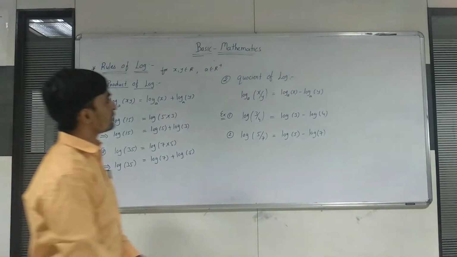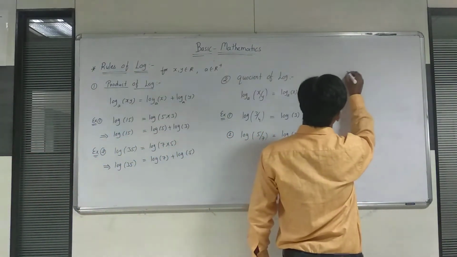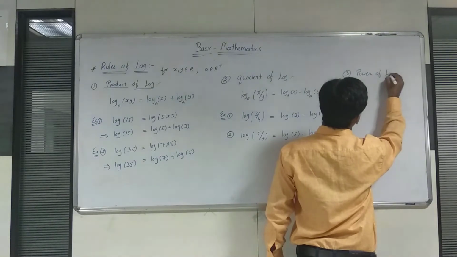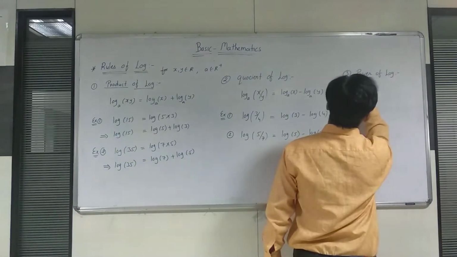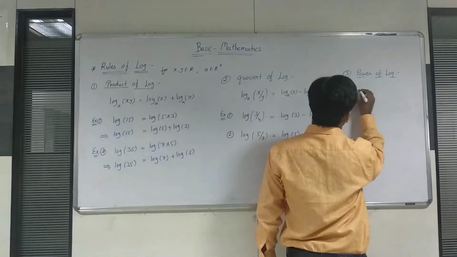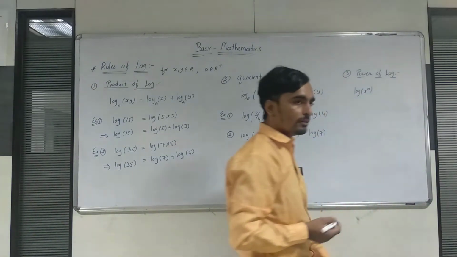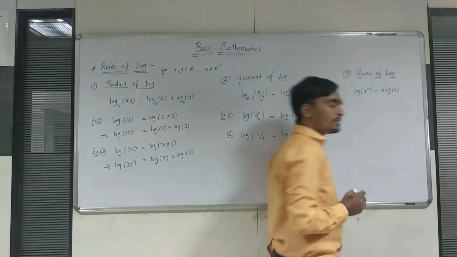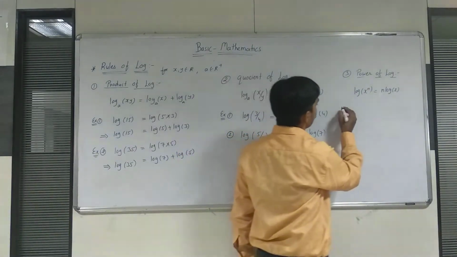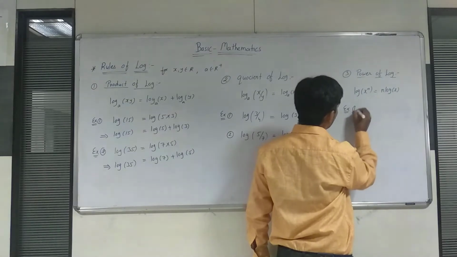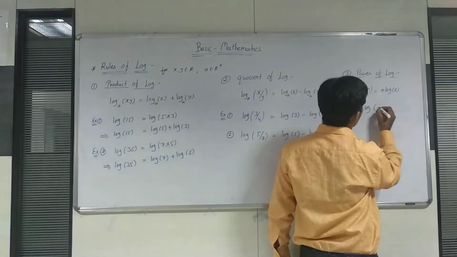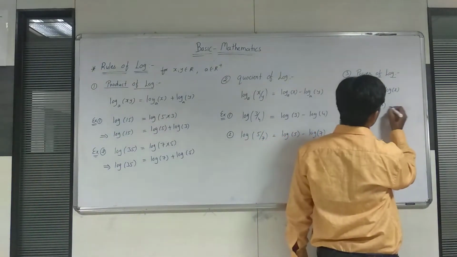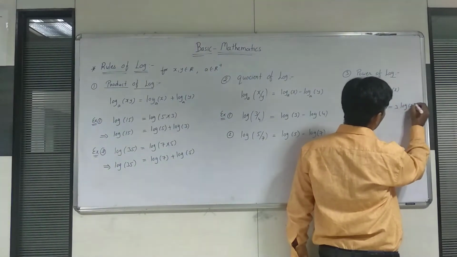Okay. Third one is the power of log. What is it? Log of x raised to p, the power comes forward, times log of x. Example, first one, log of x cube. What is it? 3 outside, log of x.